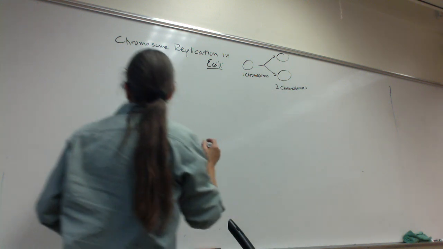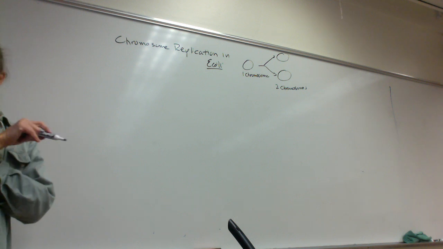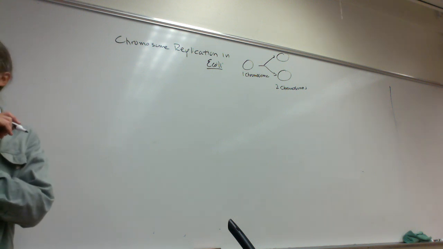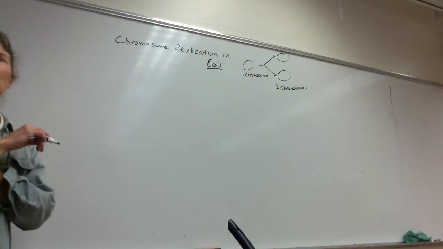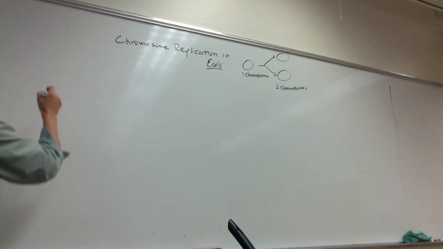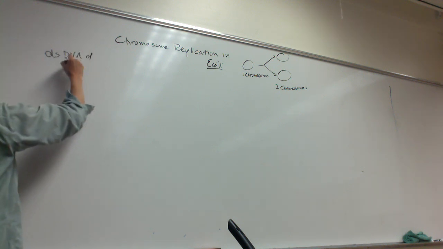All right. So folks, what I will cartoon on the board is the double-stranded DNA of the E. coli chromosome, it's not a nucleus. Some students in the past said, we thought you were drawing a nucleus. It's like, nope, this is the double-stranded DNA of the E. coli chromosome.